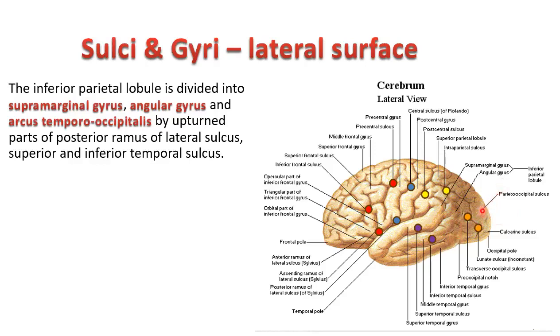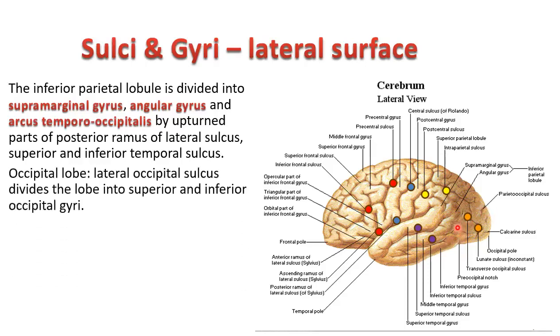The only thing is that the labeling is a bit disproportionate here. It has been pointing here. No, actually it should be here. So supramarginal gyrus, angular gyrus, and then the arcus temporo-occipitalis, because it is not parieto-occipitalis, it is arcus temporo-occipitalis. Okay, and then coming to the occipital lobe.